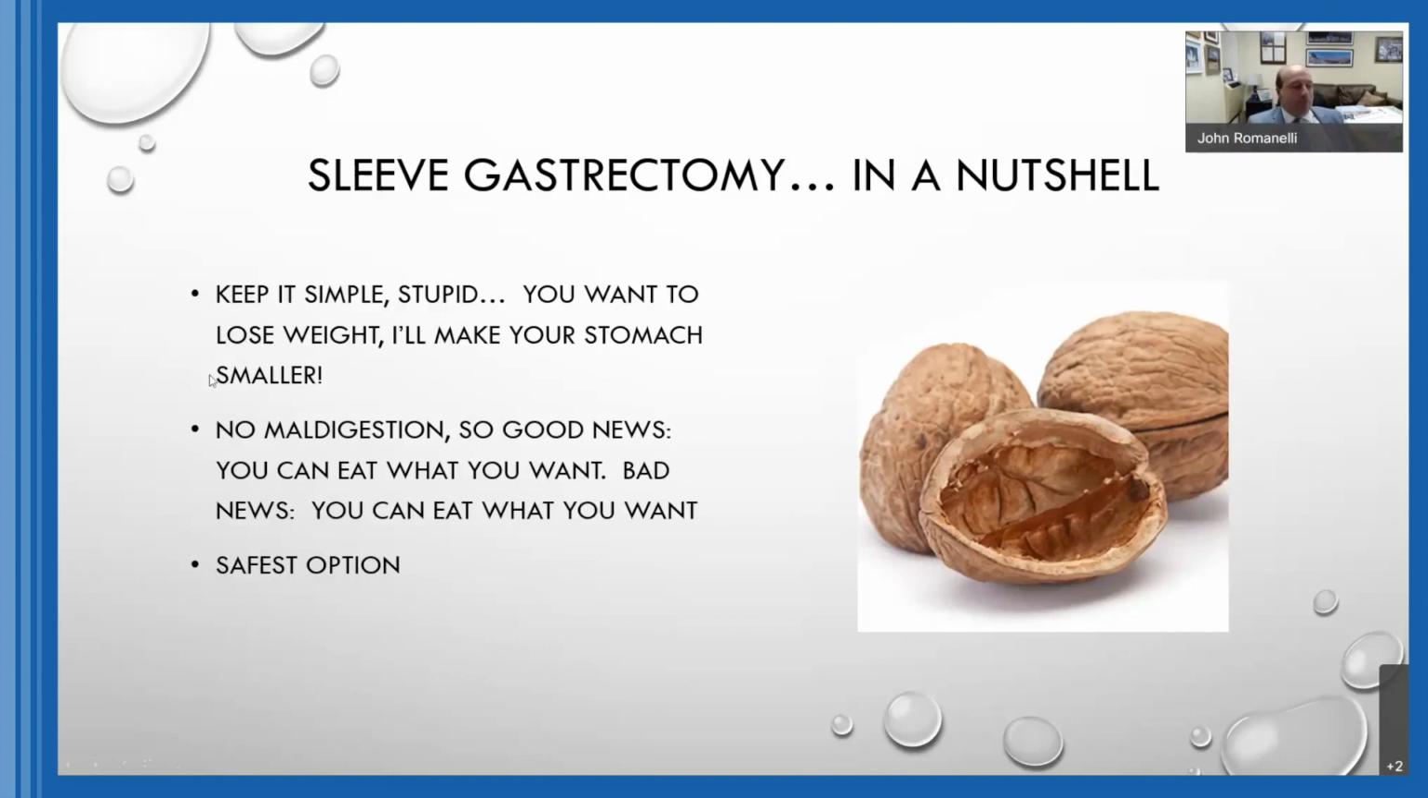So it's on you to make good food choices. You're not going to have your stomach remind you. It's clearly the safest option with regards to complications. So it's simple, it's safe, and there's no maldigestion.